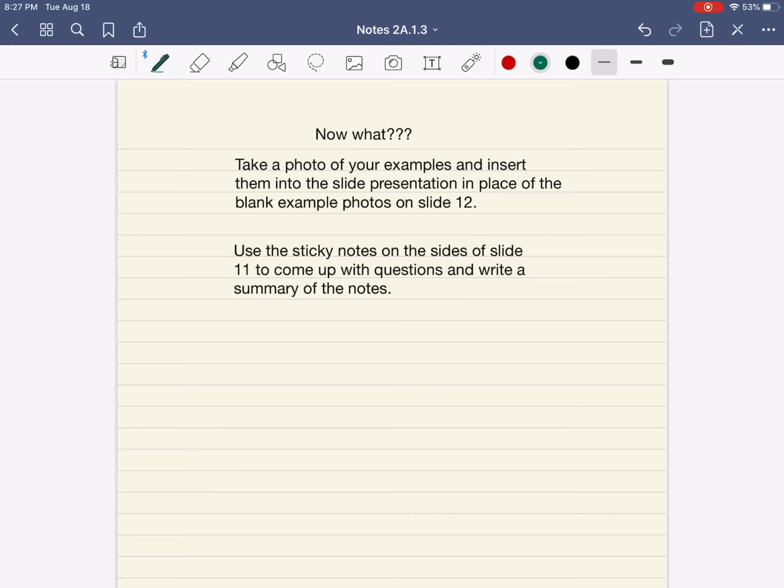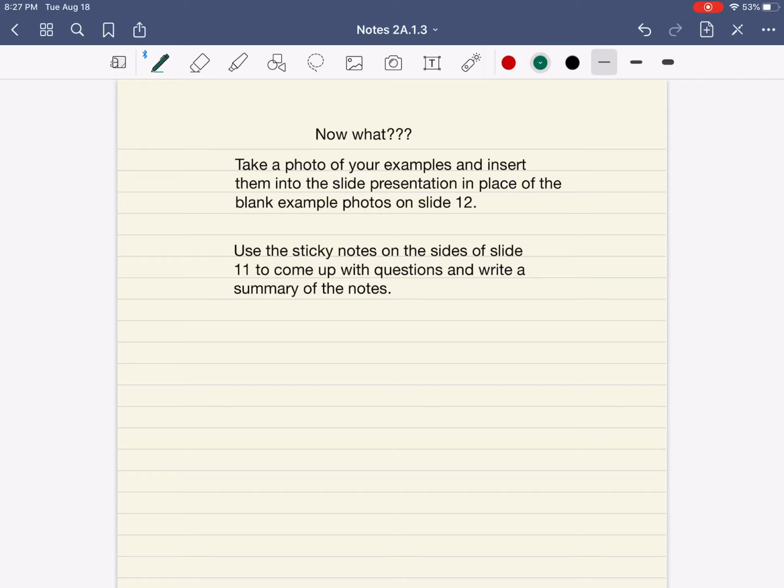All right, now what do you do? You got to take a photo of those examples you just did, page 29 and 30, and then you insert them onto the slides presentation for your notes on slide 12. You do not turn in your notebook until the day of the test. So you're filling in your notes. That's your homework assignment so that you're ready for the next day in class, but you do not turn it in. Do not submit it.